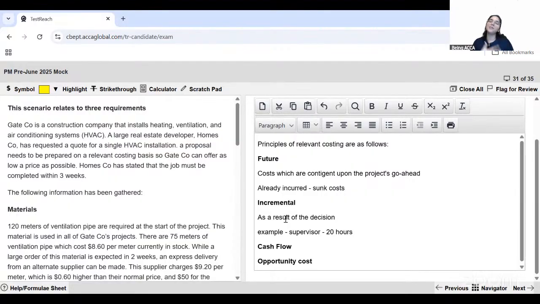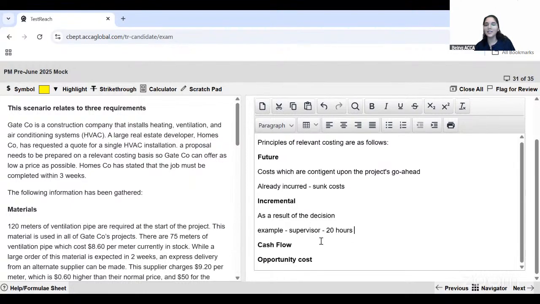If I was paying my supervisor any annual or any monthly salary, that I would anyway be paying even if this project was taken up or not. So only that part which is extra, which is directly because of taking the decision, that cost is called incremental, and only that is considered relevant in relevant costing.